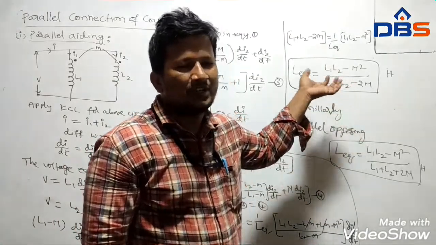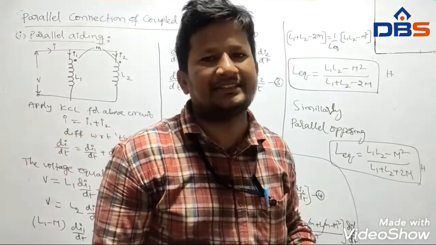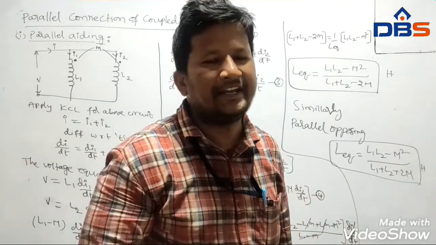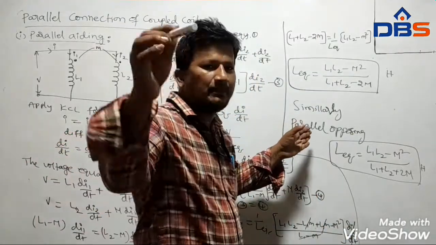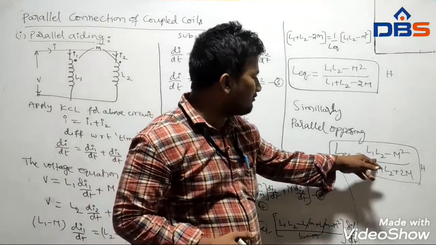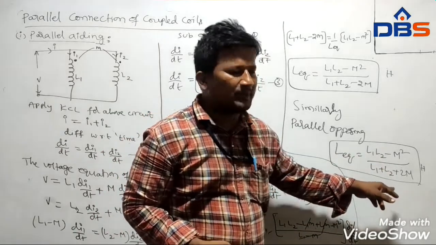So this is the total equivalent inductance for parallel aiding. In a similar manner, for parallel opposing, L equivalent is equal to (L1 L2 minus M square) by (L1 plus L2 plus 2M) Henry.